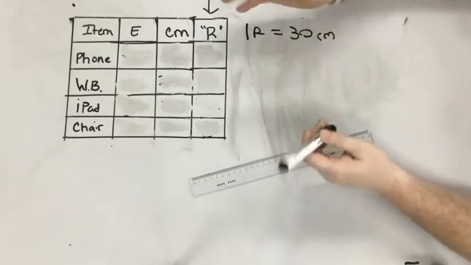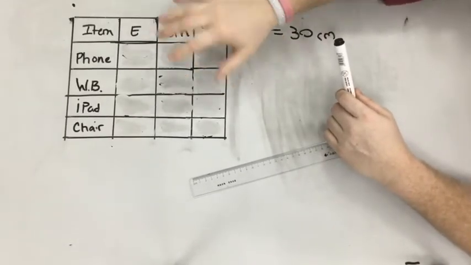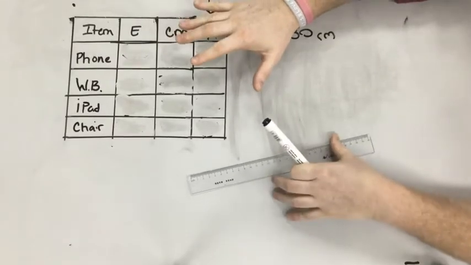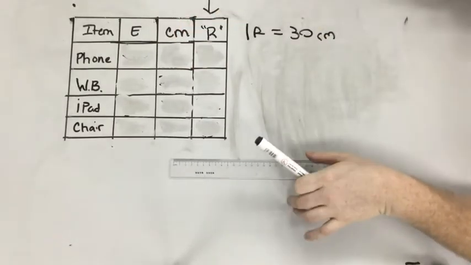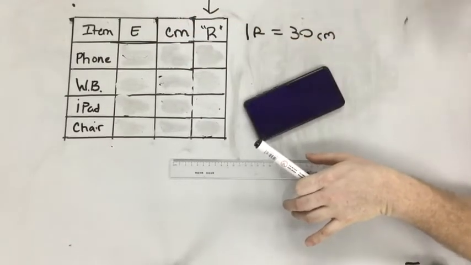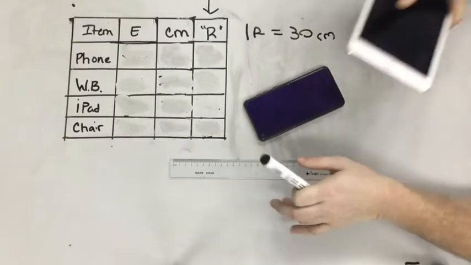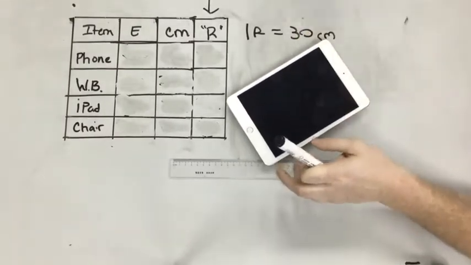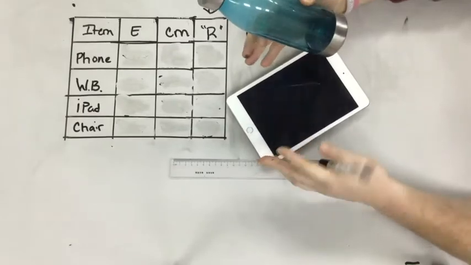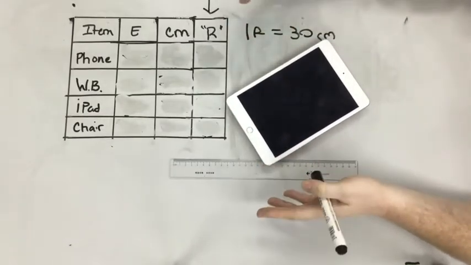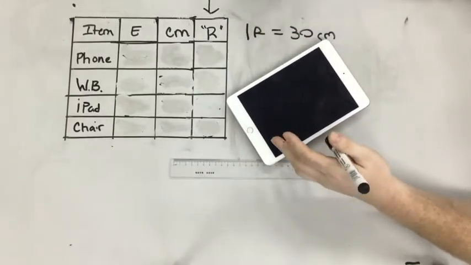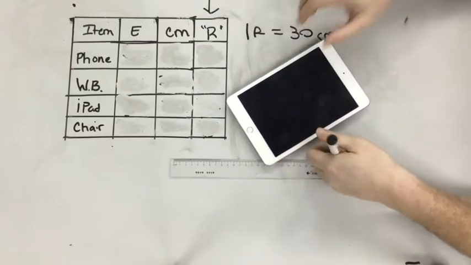So what we did here was we made a table, and we got some things that we are going to measure. I'm going to measure my phone here. I'm going to measure an iPad here. I'm going to measure a water bottle. And I'm going to measure a chair, but I can't really fit the chair onto this table, so I'm just going to do that one in my head.